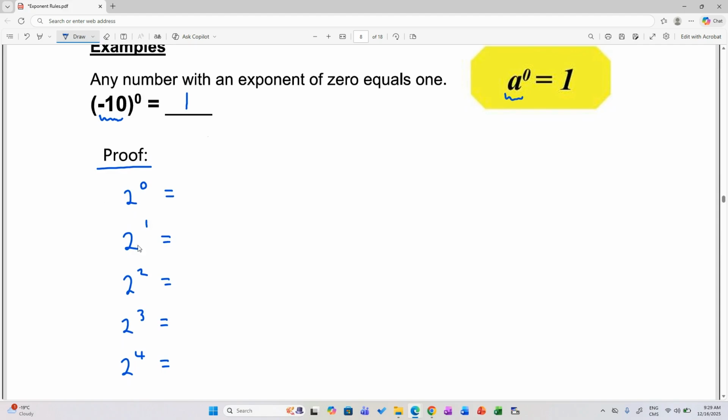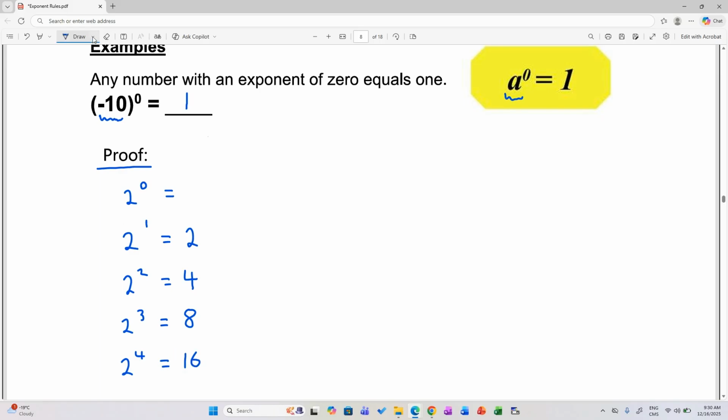So in this proof, 2 to the exponent of 1 just basically means 2 times itself, how many times my exponent is. In this case, it's just 1, so I simply just have 2. 2 to the exponent of 2 means the exponent tells me how many times I multiply 2 by itself. So this would be 2 times 2, which is 4. 2 to the exponent of 3 tells me I have to multiply 2 by itself 3 times. So I have 2 times 2 times 2, which is going to be 8. And now 2 to the exponent of 4 tells me I have to multiply 2 by itself 4 times. So 2 times 2 times 2 times 2, that's going to be 16.